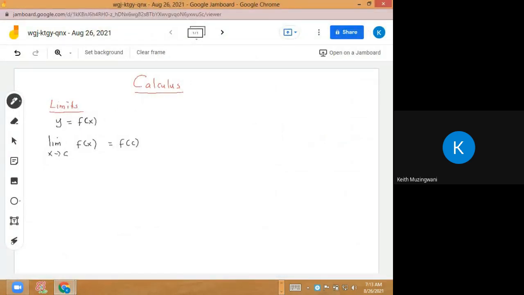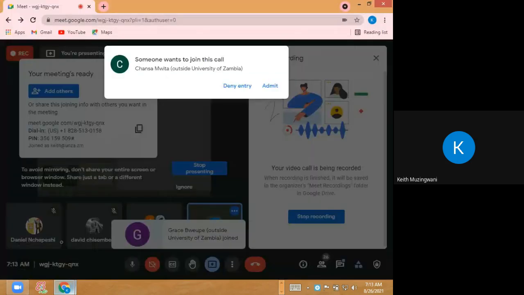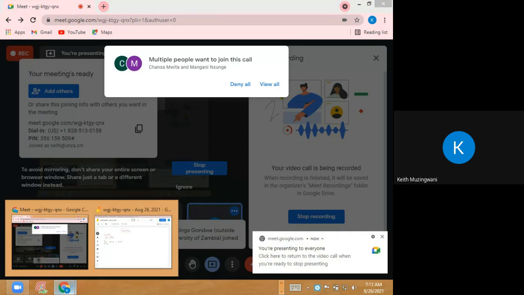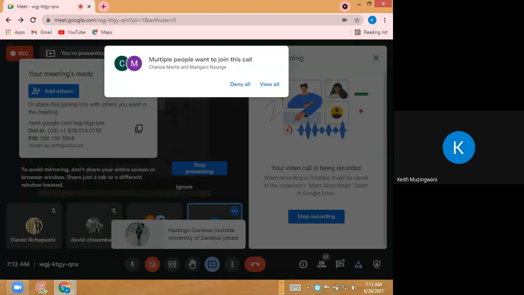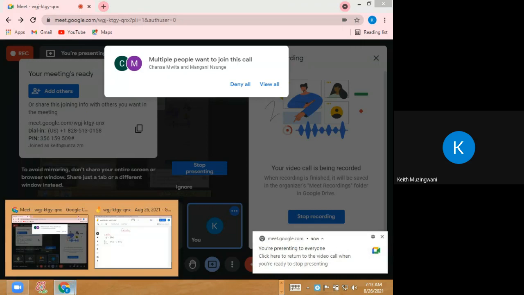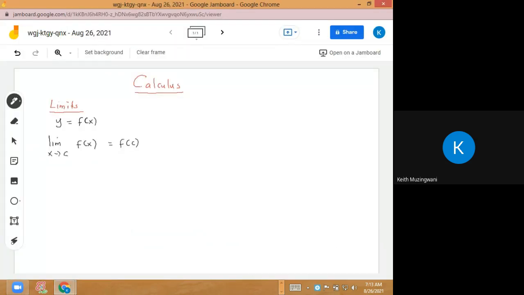So what you are being asked to find is f of c. For example, the limit as x goes to 2 of 3x plus 1 is going to be 3 by 2 plus 1, which is equal to 7.